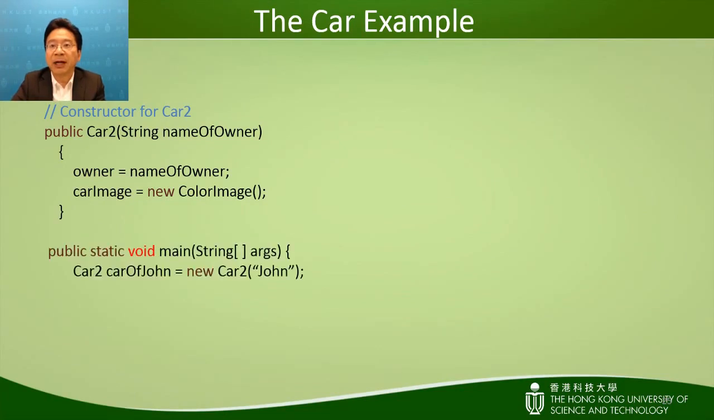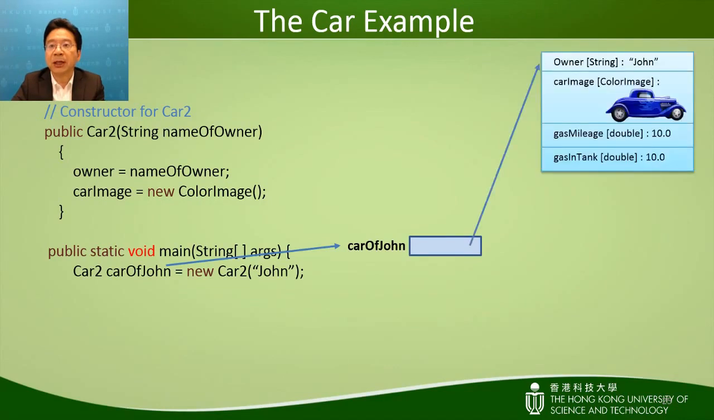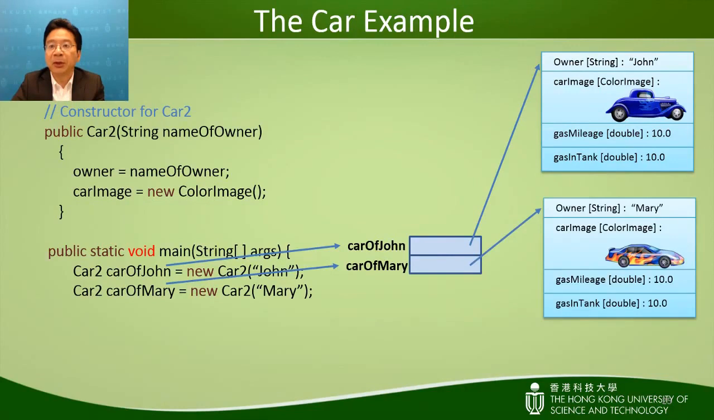When a variable of car2 is declared, memory space will be allocated for the variable car of John. When a new car object for car of John is created using the new operator, memory space will be allocated for all instance variables belonging to that object. Similarly, when another instance of car2 is created, memory space will be allocated for the variable car of Mary. When the object is created using the new operator, separate memory space will then be allocated for the object car of Mary.